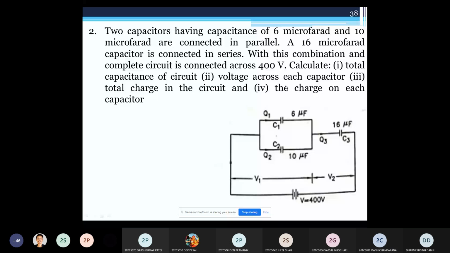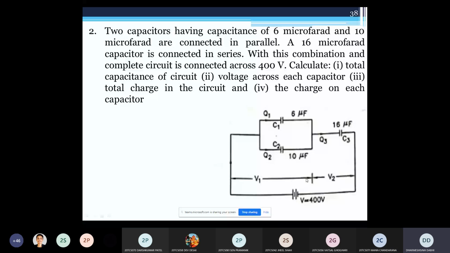Then third question is total charge in the circuit. So how to find out total charge? You already found the C equivalent capacitance, and you already have the supply voltage. So Q is equal to what? C equivalent into supply voltage. Your C equivalent is 8 microfarad, and your supply voltage is 400. So you get the total charge.